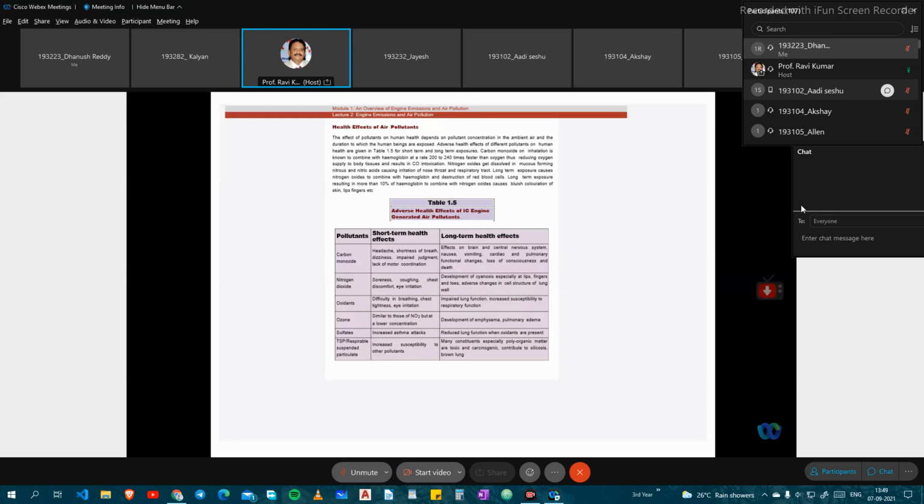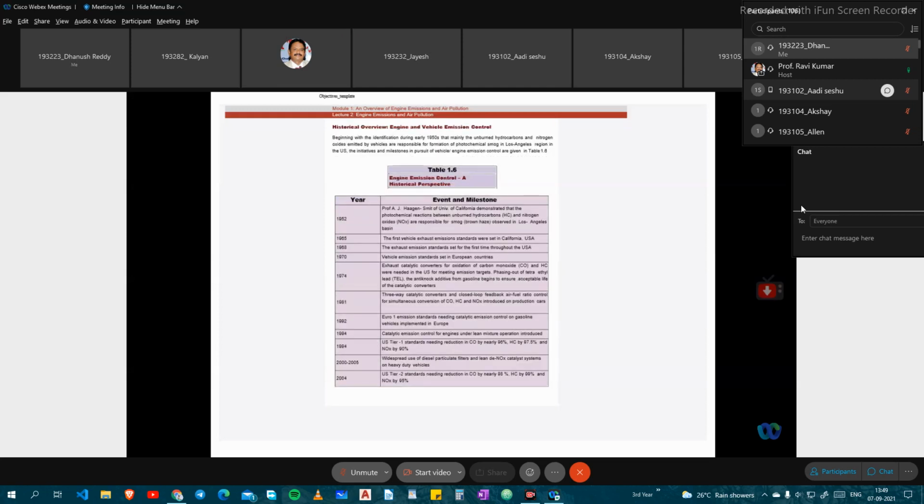And TSP, total suspended particulates, is responsible for the suspension of the various pollutants. A lot of hazards will come out from these health issues. And this is another table, from 1952 to 2004, showing how pollution levels have been increasing and how the damages are coming to persons.